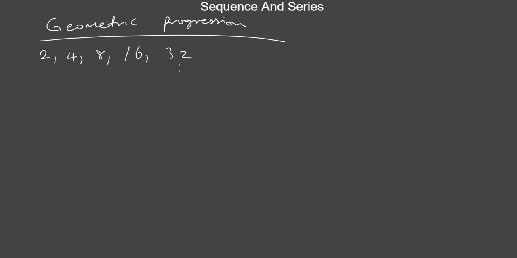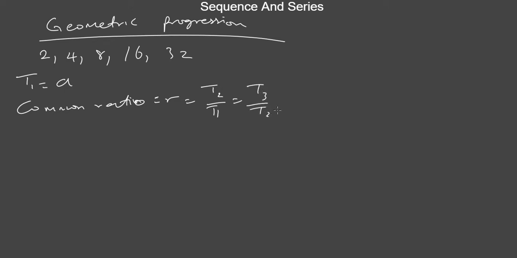So what are the things you need to know about geometric progression? The first thing is you need to take note of the first term. We represent the first term as A. Then another thing you need to know is what they call the common ratio. The common ratio is that number you keep multiplying to get the next. The common ratio is represented as R, and you can calculate it by dividing the successive terms. So you can divide T2 by T1, and that will give you the common ratio. Or you divide T3 by T2, or you divide T4 by T3.